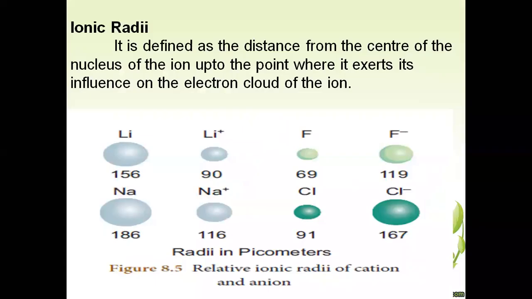The next one is ionic radii. It is defined as the distance from the center of the nucleus of the ion up to the point where it exerts its influence on the electron cloud of the ion. Already we know how ions are formed. When a reaction takes place, an atom loses or gains electrons, and ions are produced. If an atom loses electrons, it becomes a positively charged ion, that is a cation. If an atom gains electrons, it becomes a negatively charged ion, that is an anion.